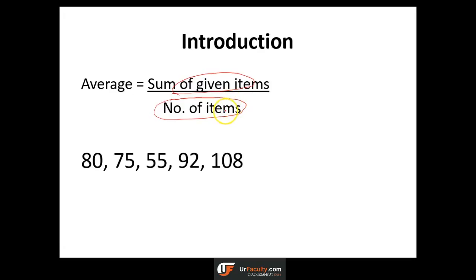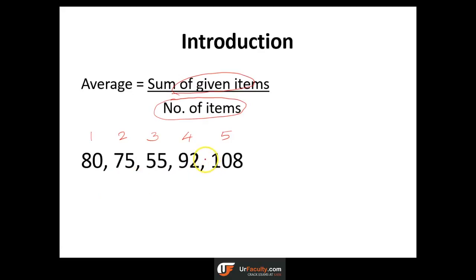Let's take an example. We are given 5 items here: 80, 75, 55, 92, 108. These could be your marks, the price of an item, runs scored by a cricketer, or the score of some player in a tournament. Whatever it may be, the question is, how do we arrive at the average of all these 5 items?